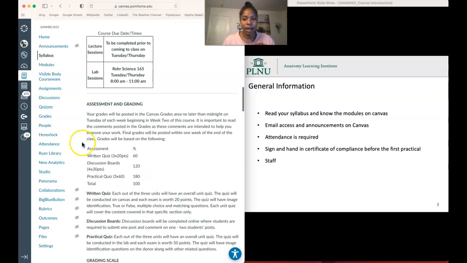You can also see how you'll be graded and how things are going to be weighted in our class, right? So we have written quizzes, which we said there's 3 of them, 1 for each unit. We have 3 lab practicals, 1 for each unit.